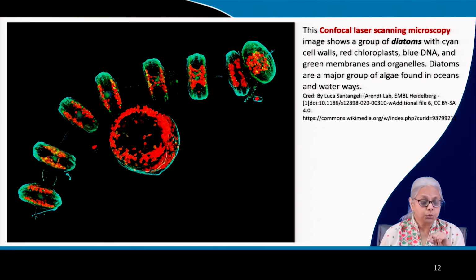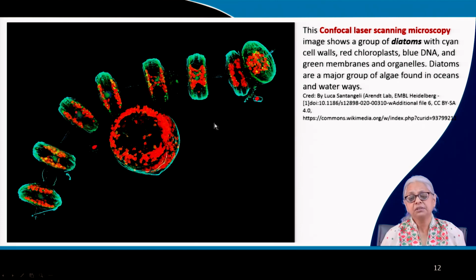associated with the chloroplasts. There is blue DNA, which is a little hard to see, but in this particular case you can see some blue material at the center of the cell, and that's the DNA. Then you have the green membranes. So here you have the green membranes, and you have several other organelles that are part of these diatoms.